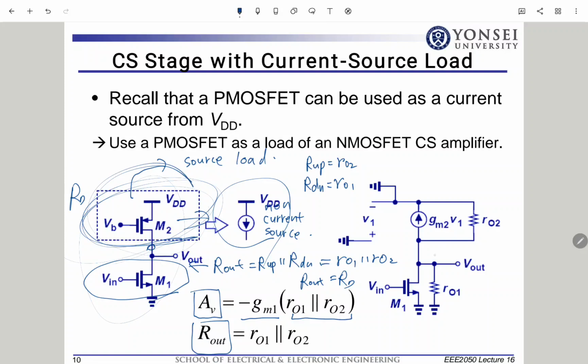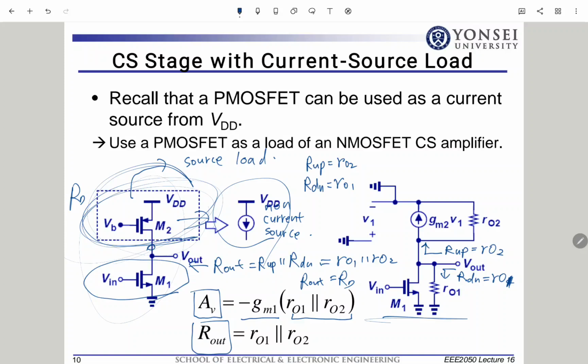Yeah, so we can find out by looking at the small signal model. R up is RO2, R down is RO1, okay? We can analyze this circuit to find out R1 and R2, I mean R down and R up. All right?